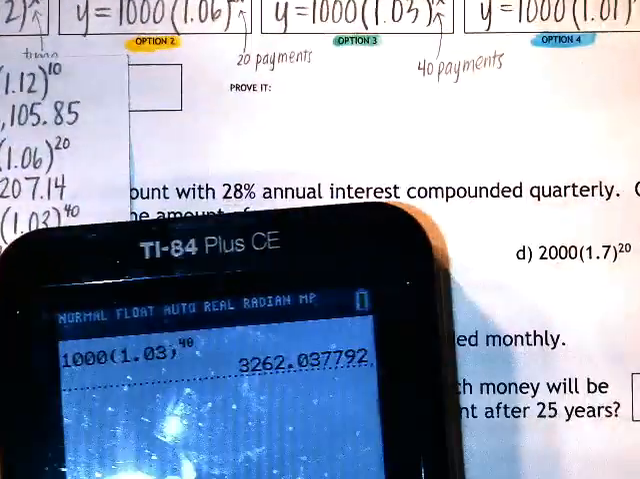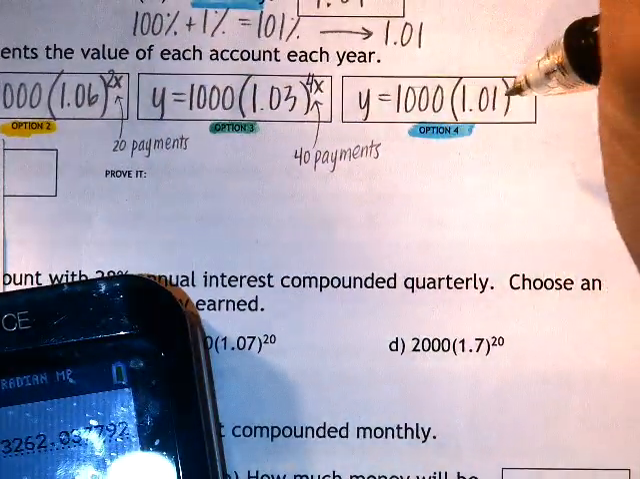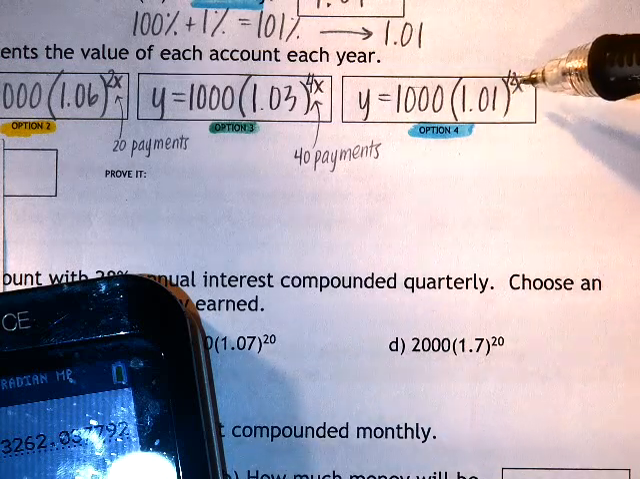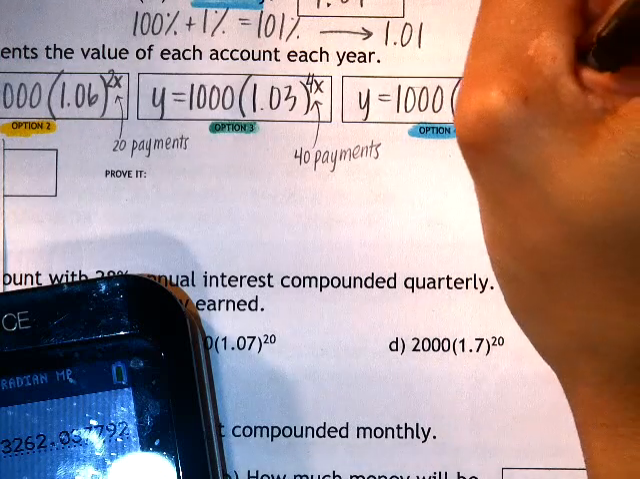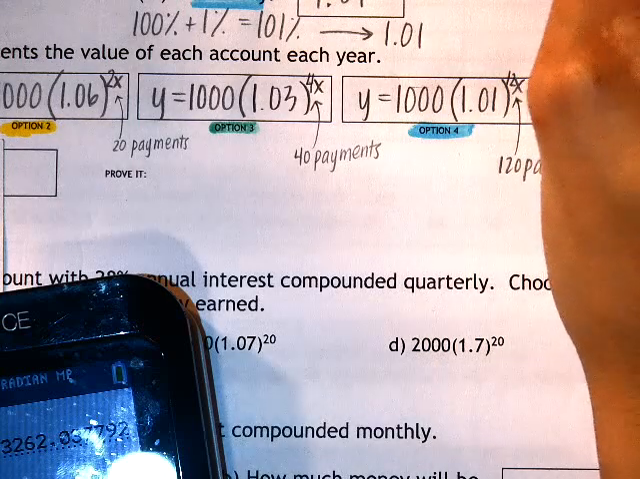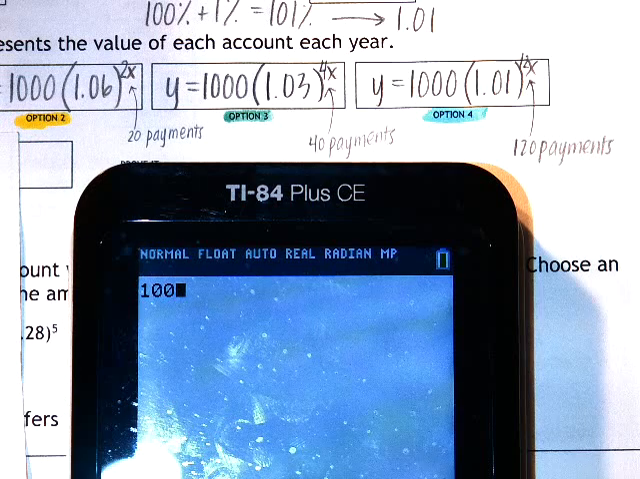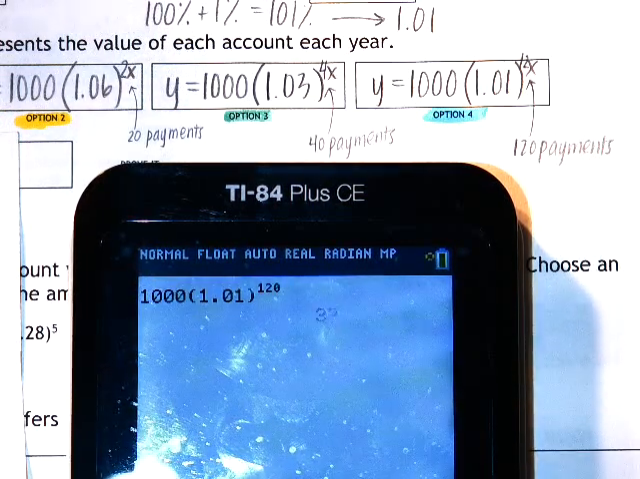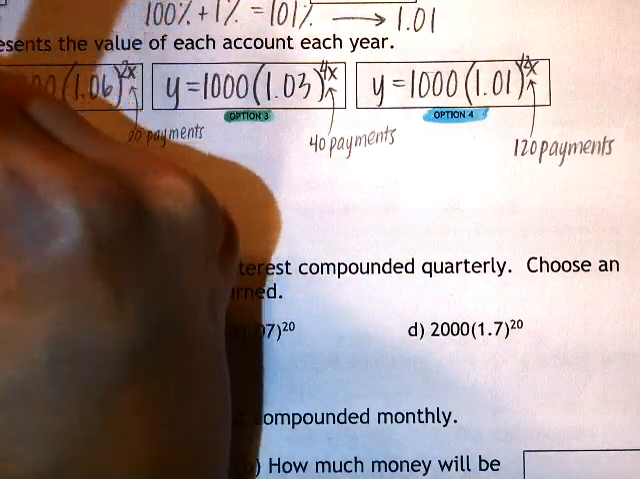Let's find out. Let me just quickly check. In option 4, we have the monthly situation. So that's 12 payments per year. I'll squeeze a little 12 in there, and I'll remind myself that's 12 payments per year for 10 years. That's 120 payments. So as I look at my calculation then, that's 1,000 times 1.01 to the power of 120 payments. I'll write it out just so you can see it as well.